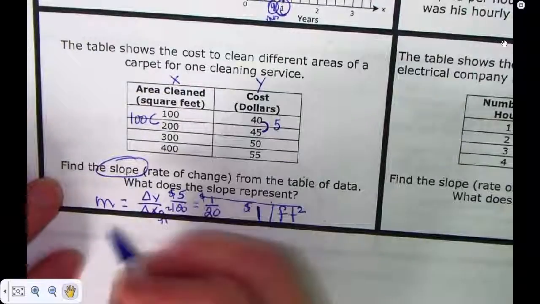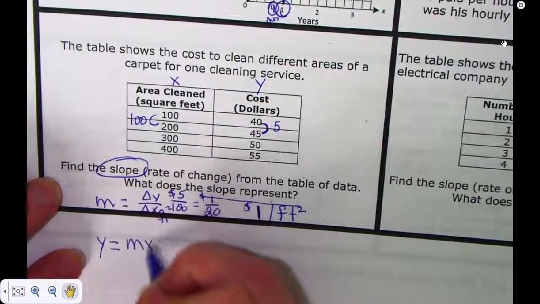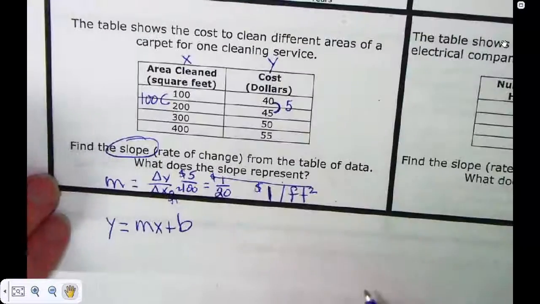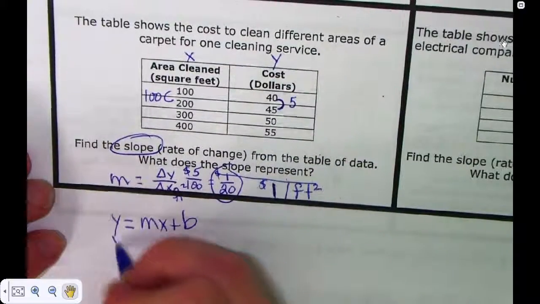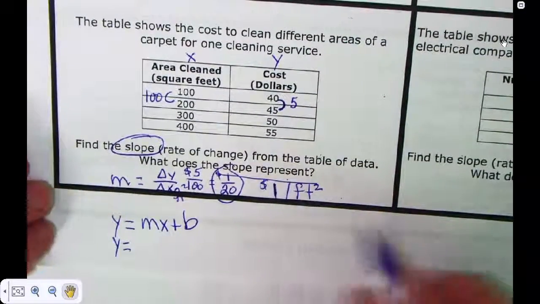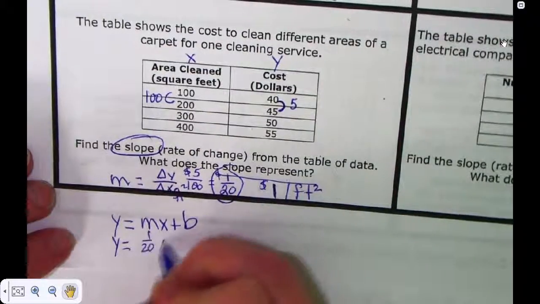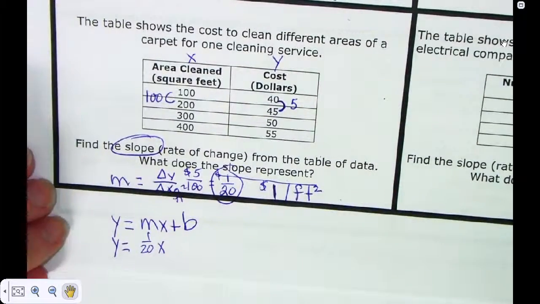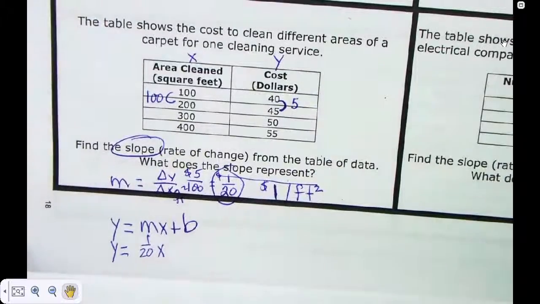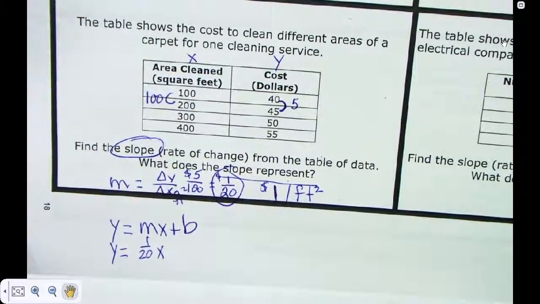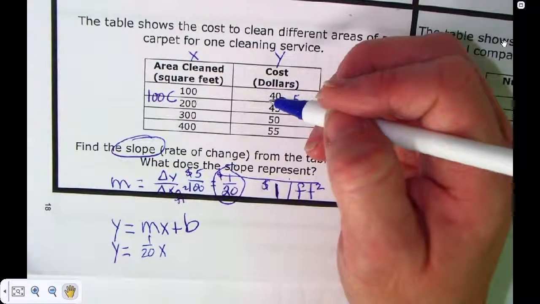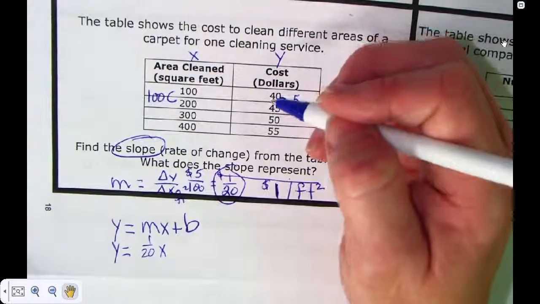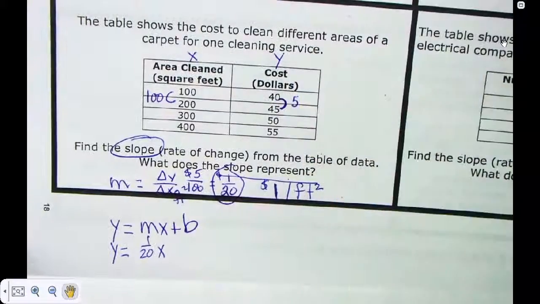Now, if I'm going to write my equation, I'm going to write it in this form. So what is M? Yeah, it's the slope. What is the slope? 1/20x. Now, what does the B represent? Y-intercept. There are 2 ways to get the Y-intercept. You need to know both ways. Tell me one way. Somebody.